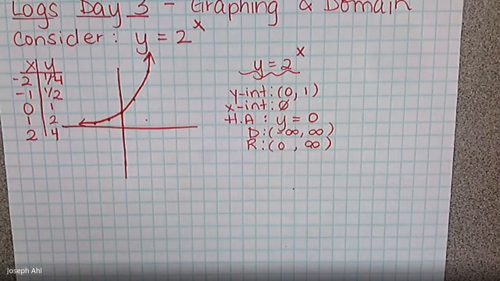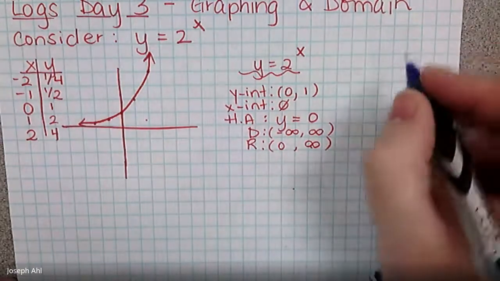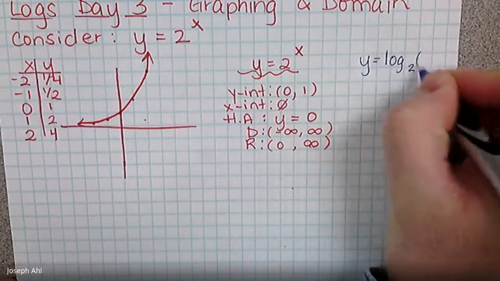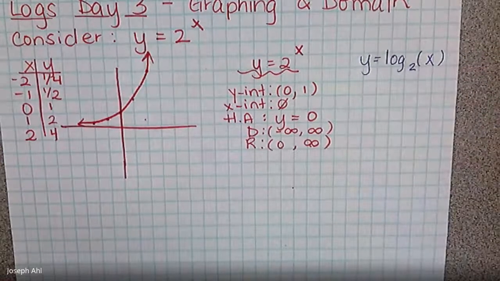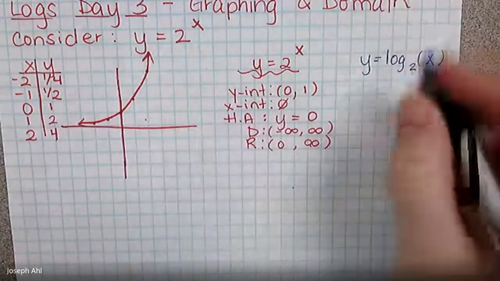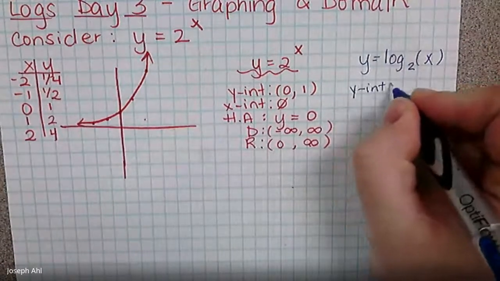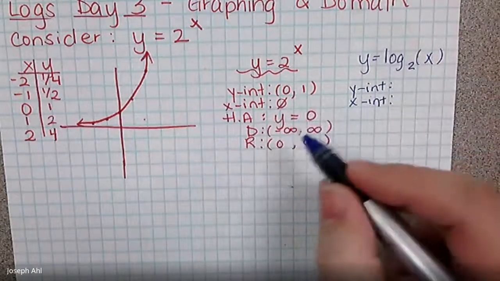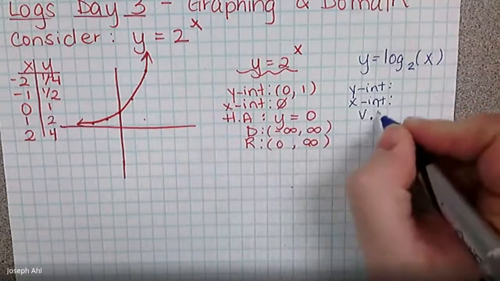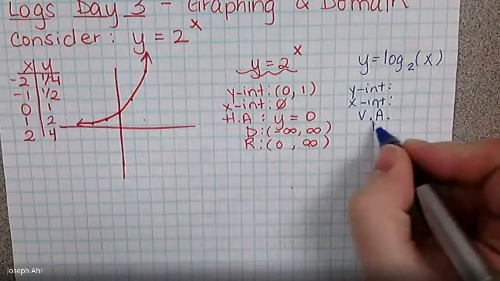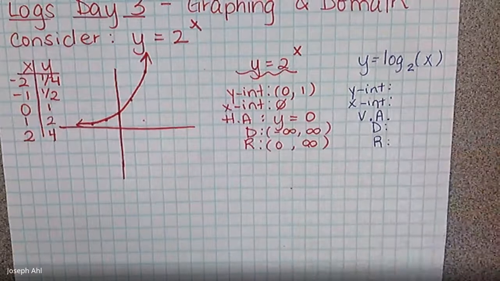So let's move on and talk about the inverse of this function, y equals 2 to the x, which would be y equals log base 2 of x. If you were to rearrange this, switching x and y and getting y alone again, you should get y equals log base 2 of x. I'm going to list the same information, y-intercept, x-intercept. I'm going to cheat a little bit because I know it doesn't have a horizontal asymptote, but I'm going to put this instead. You'll see why in a moment. But we can still list the domain and range as we normally would.